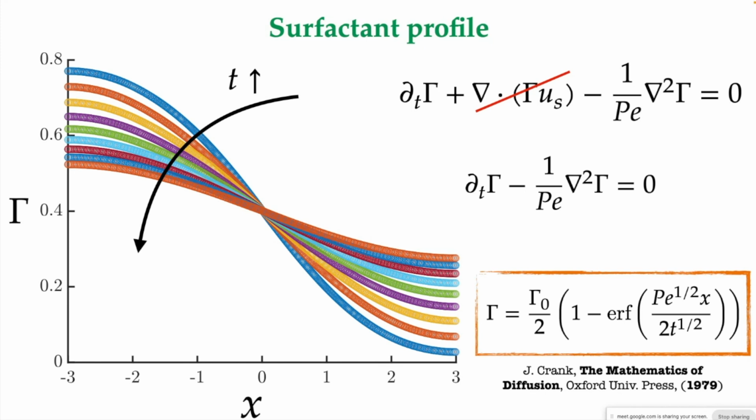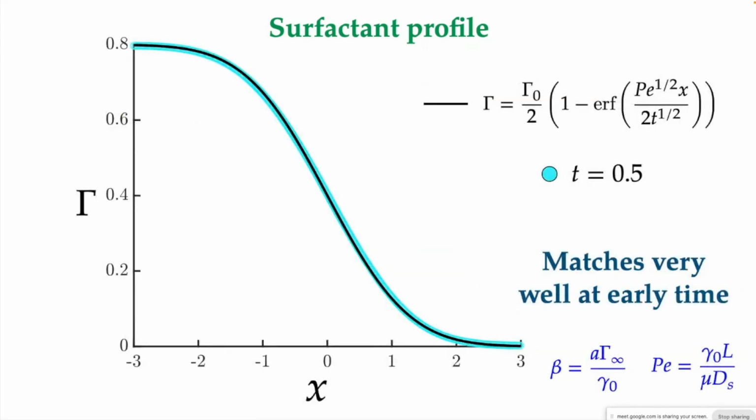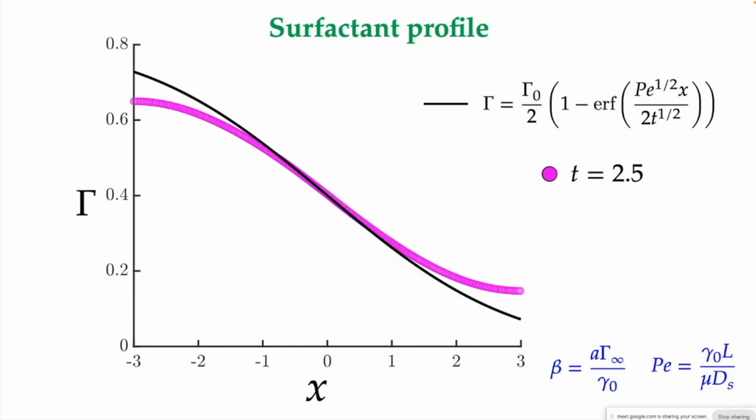And how does it look with my numerics? You can see at T equals 0.5, which is at the early time, it matches quite perfectly. But as I keep on increasing my T, the nonlinearities start kicking in, and at the extremities, you don't see it following well. But the thing to note is that my neck lies at 0, so it's still a good approximation for my surfactant profile.